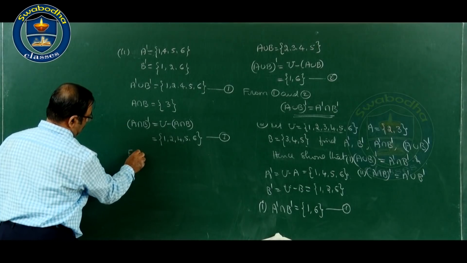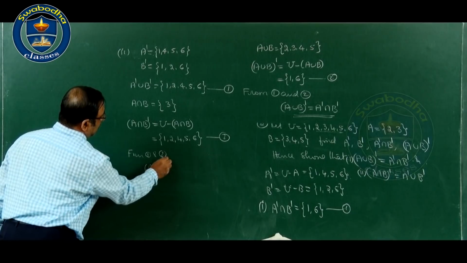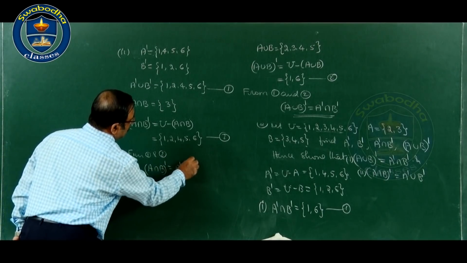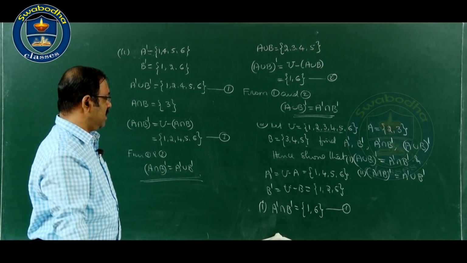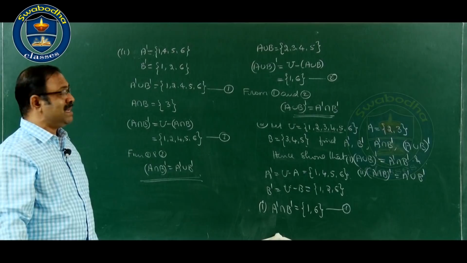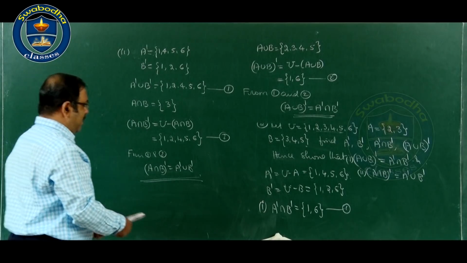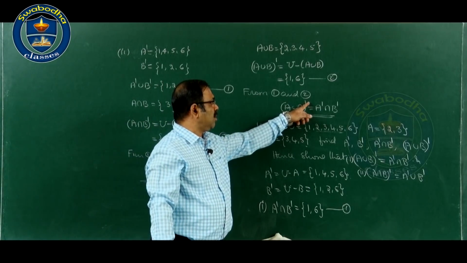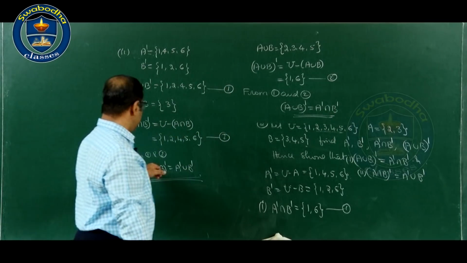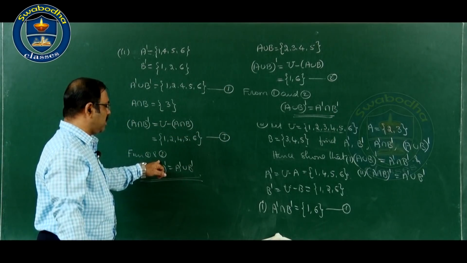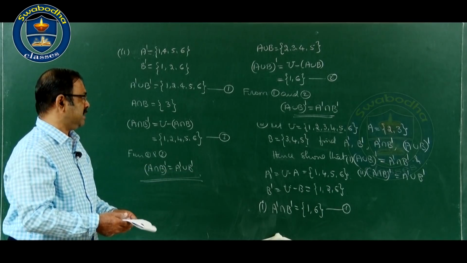So, from 1 and 2, A intersection B complement is equal to A complement union B complement. These are the two very important standard results which are called De Morgan's laws. A union B complement is equal to A complement intersection B complement, whereas A intersection B complement is equal to A complement union B complement.